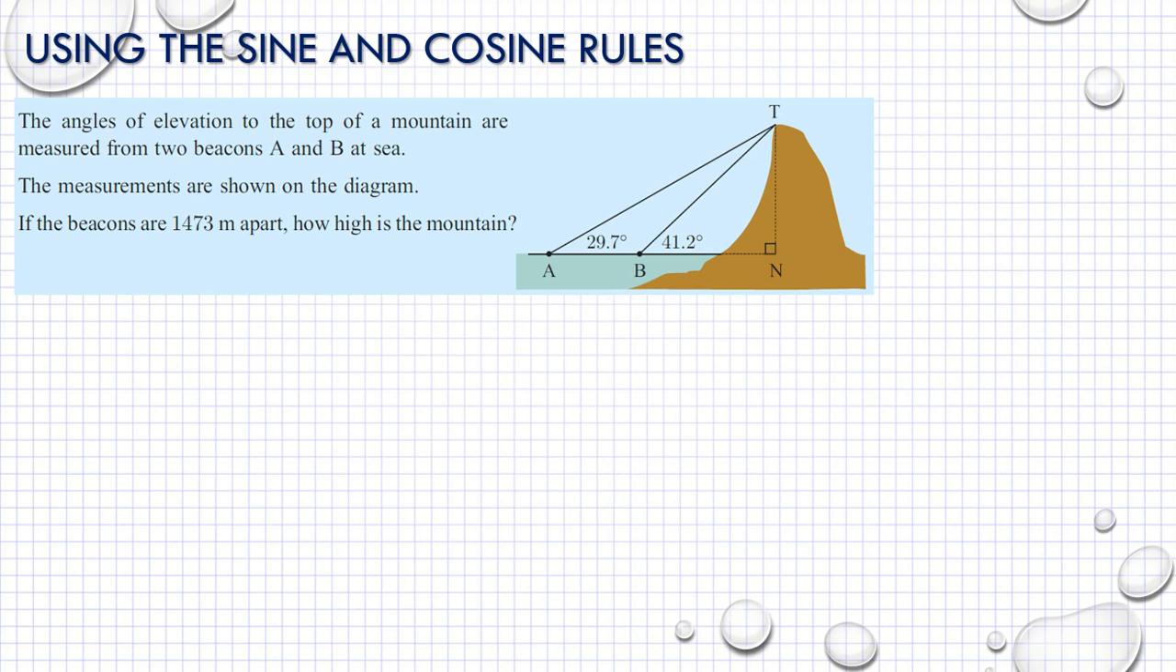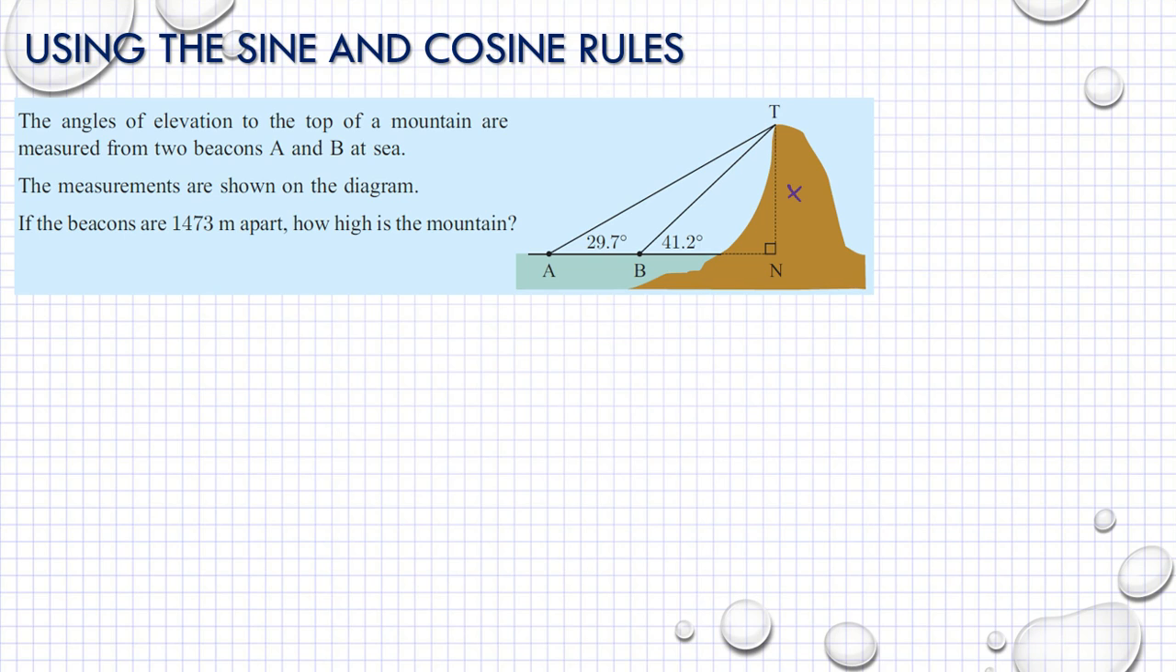Okay, let's see. The angles of elevation to the top of a mountain are measured from two beacons, A and B, at C. The measurements are shown in the diagram. If the beacons are 1,473 meters apart, how high is the mountain? So this is what we're going to solve, x there. Maybe it's better with another color. Let's try. Yeah, it's better with blue. Okay, that is what we're going to solve.